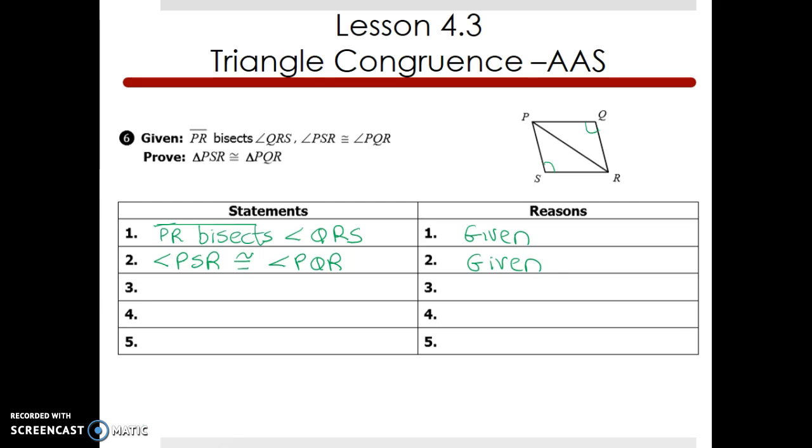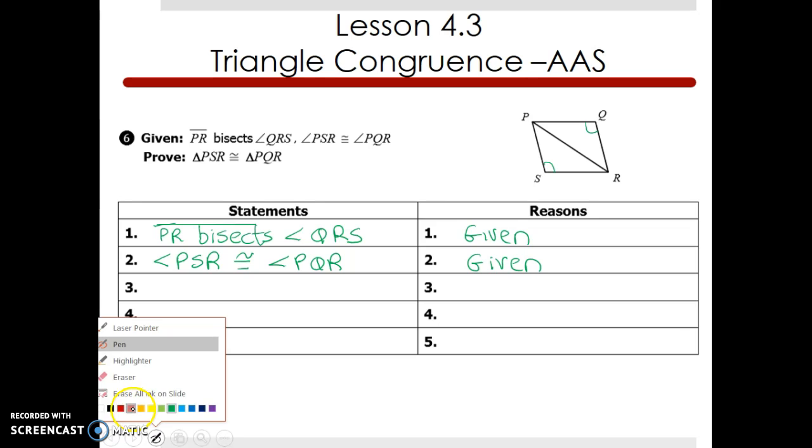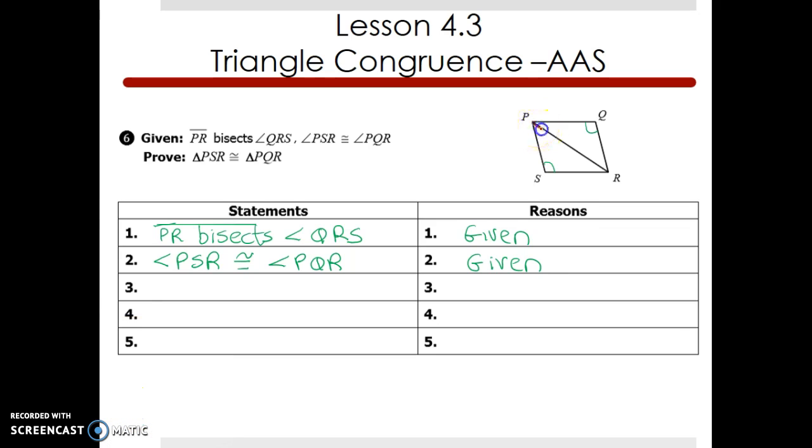So what I can use from the bisect, my other angle, is PR bisects QRS. So again, if you remember, bisect means it cuts it into two equal halves. So this half has to equal that half. So angle PRS is going to be congruent to angle PRQ. And why are the two halves equal to each other? Because it's being bisected.